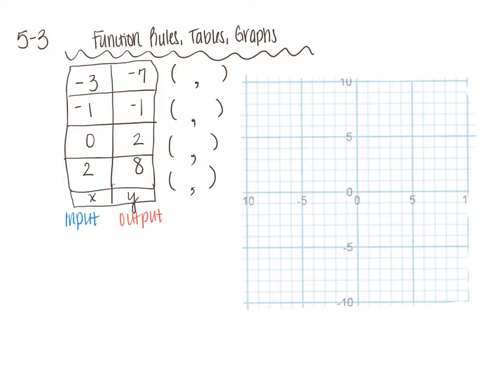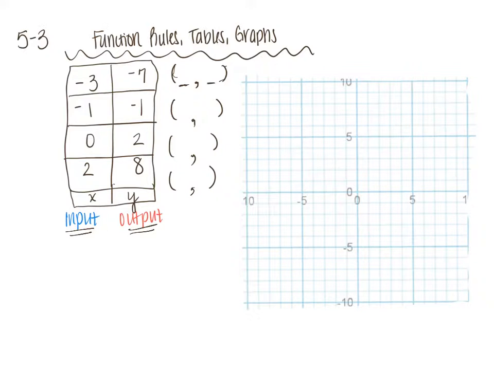All right, remember from last night that relations are simply ordered pairs where my x corresponds to my y, or my input corresponds to my output. And a function is a relationship where x does not have more than one y. Each x has only one y value, or each input has one output.